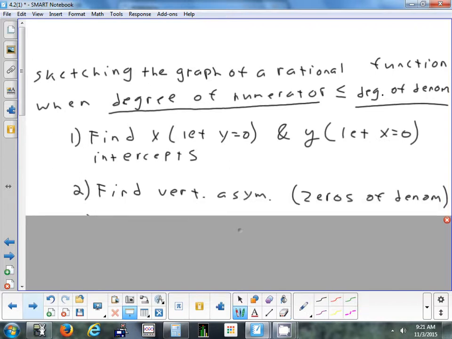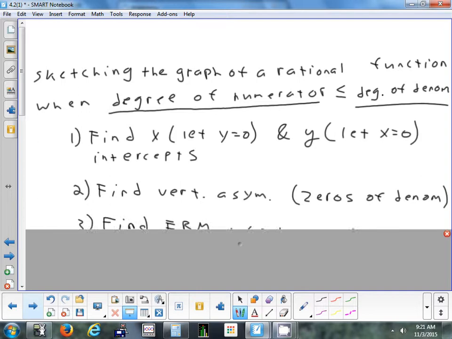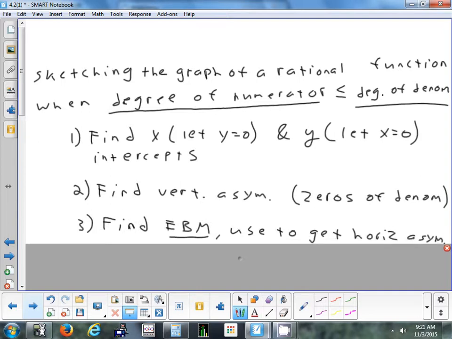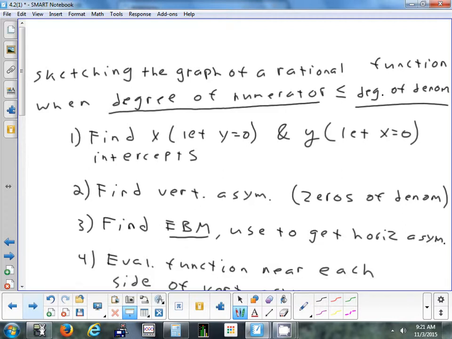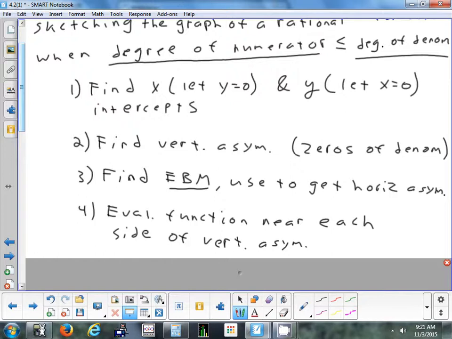Okay, next thing you want to find is your vertical asymptotes. That's the numbers you plug in that make the denominator 0. Third thing, you're going to find the end behavior model and use that to get your horizontal asymptotes. The next thing we're going to do, we're going to use our table. So for step 4, use table on calculator.